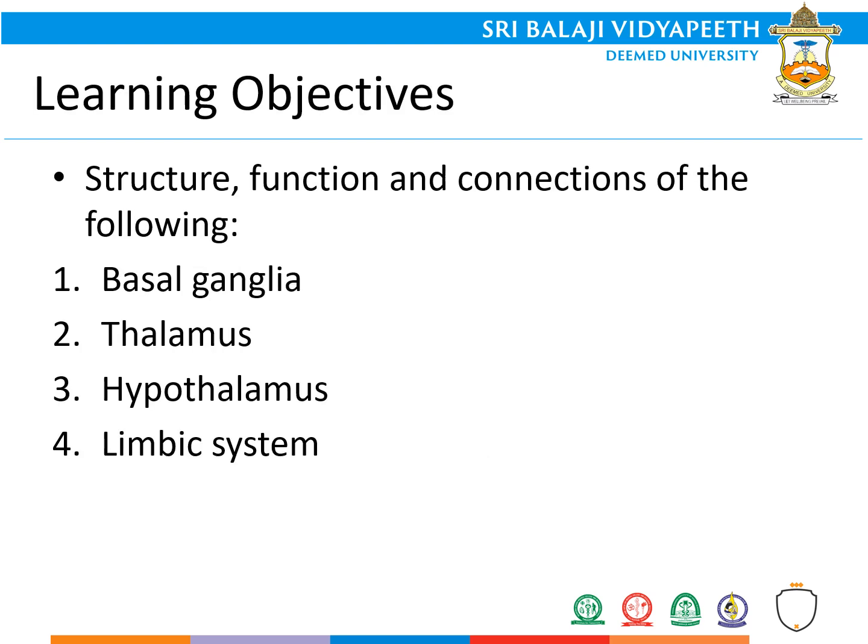Specific learning objectives of this session are to learn the structure, function, and connections of the following: the basal ganglia, the thalamus, the hypothalamus, and the limbic system.